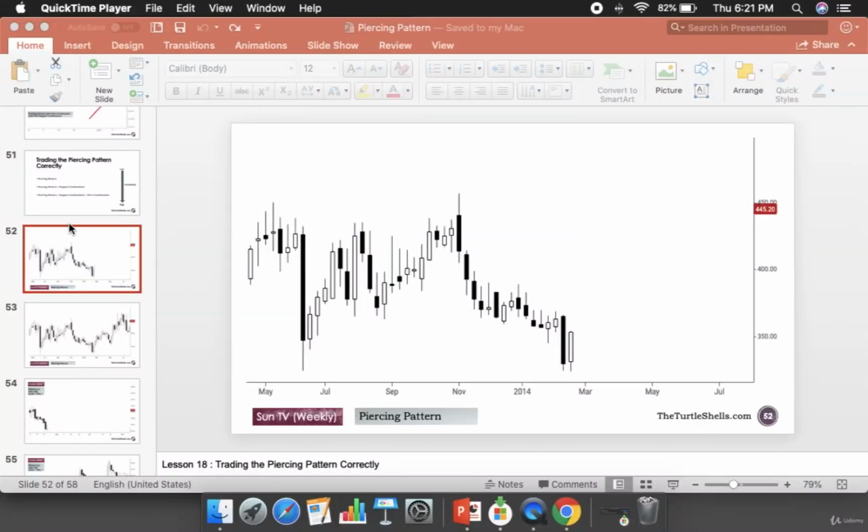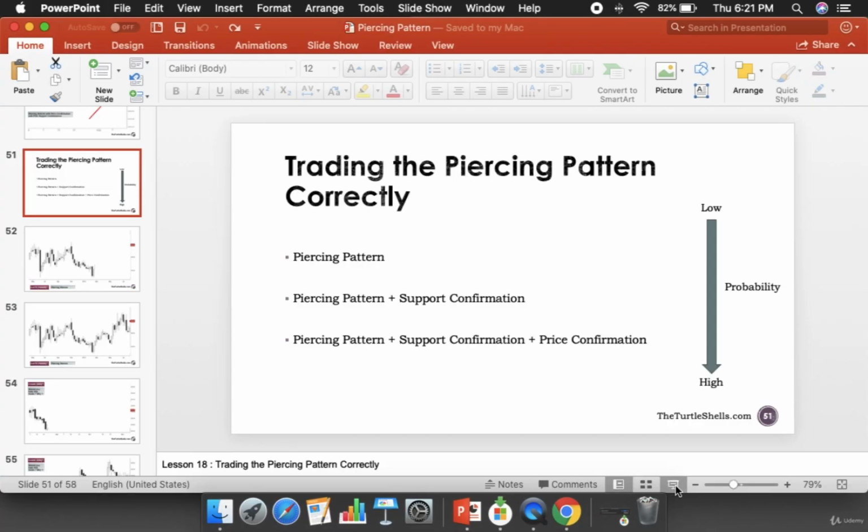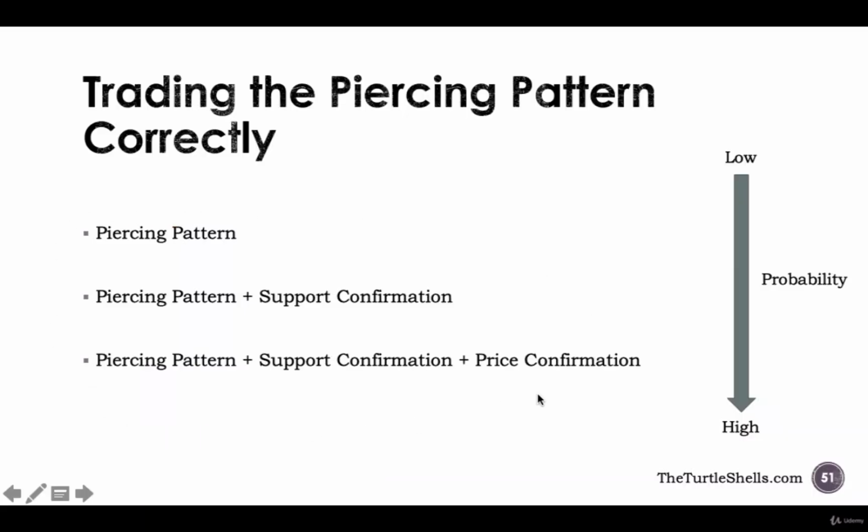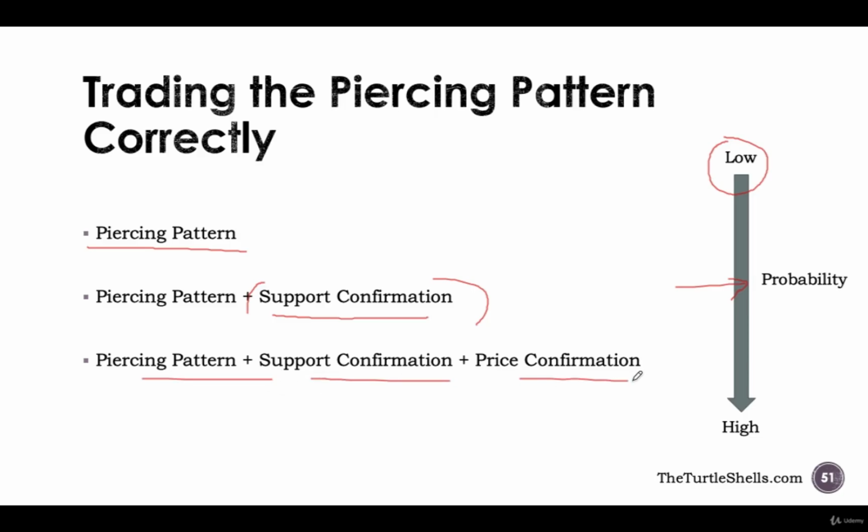Alright, now let us have a look at how to trade the piercing pattern correctly. We have looked at this model for hammer and the bullish engulfing pattern. So we start from the standalone piercing pattern. Standalone is the piercing pattern which does not confirm prior support. So that's a low probability trade. Then we increase the probability by using a piercing pattern which is confirming prior support. That increases the probability of the trade working out. Then we look for piercing pattern plus support plus price confirmation. So that further increases the probability that the trade will work out in our favor.